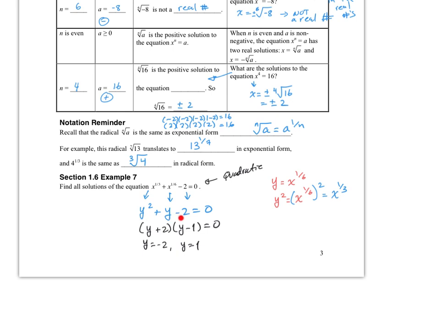If this was the equation, this is the answer, and you'll be done. But this is not the equation. The equation is this one. So then you have to go back to the substitution. So the substitution was this. So that means that x to the 1/6 has to be negative 2. And this means that x to the 1/6 has to equal 1.